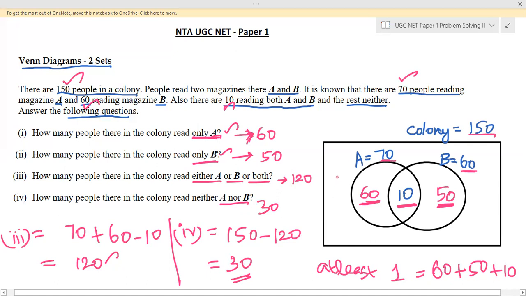And where would be the 30 people? They will be outside these two circles. Is the point clear? Yes, it's simple to understand. If there are 120 people here inside these two circles, and if this entire box contains totally 150 people, then obviously there would be only 30 people outside these two circles, but inside the colony, right? And that's going to be the answer for none.